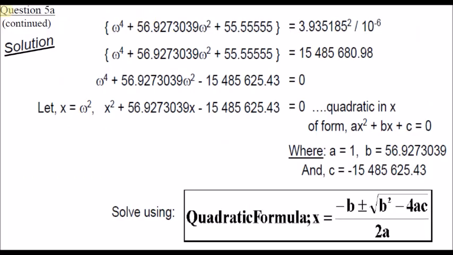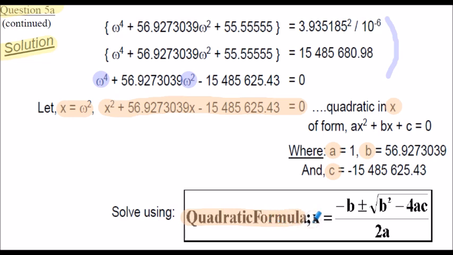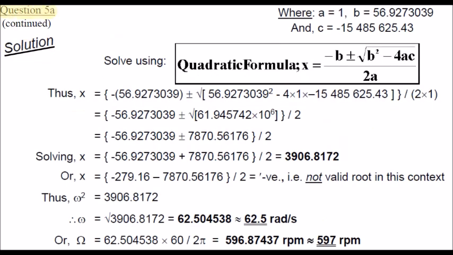So question 5a, solution continued. So here's our simplified equation containing omega to the 4 and omega squared. And now, using the substitution hinted at in the question, we let x is equal to omega squared, and this will now form a quadratic in terms of x. So we solve the equation for x. Noting the values of a, b and c from the above equation, we can now solve for x using the quadratic formula here.